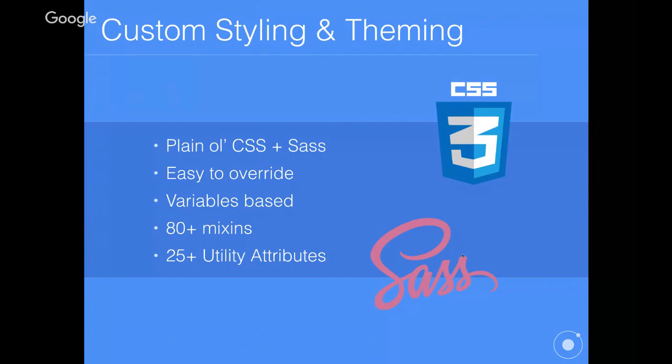Also 80+ mixins to make base theming very easy, so you can start building off of that. And also new to Ionic 2 is over 25 utility attributes. I'll get into those a little bit more later, but these are HTML attributes that you can assign to your UI components in your templates to handle very common formatting cases like text alignment, vertical alignment, these sorts of things. I'll show you an example of that in just a little bit.